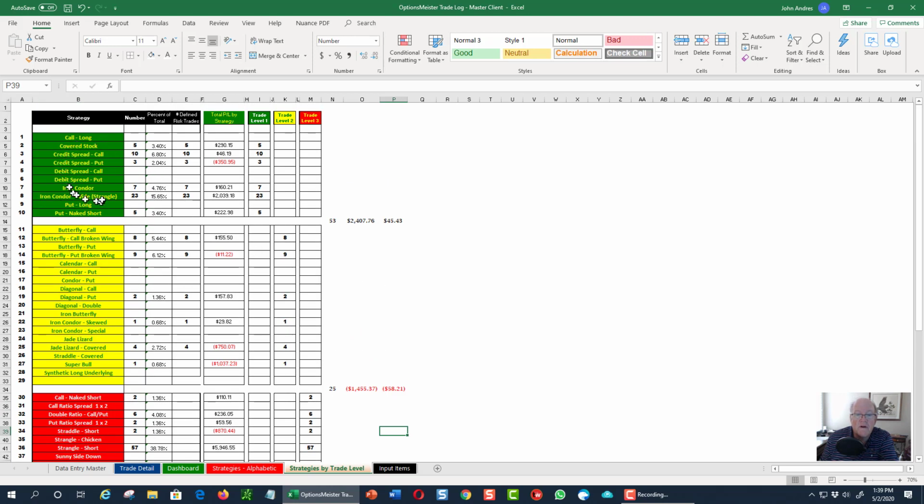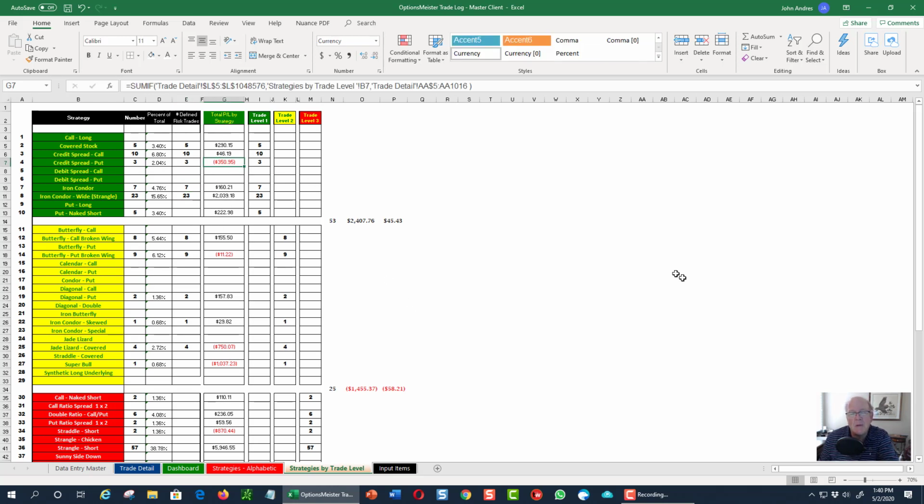I'll go into a little more detail on this tab. As an example, I've done 7 iron condors, which at this point is 4.76% of my total trades. It is a defined risk trade, so it goes right into this bucket. Both the green and the yellow are primarily defined risk trades, which appeal to the majority of traders, and I of course do a lot more in the undefined risk strategies. That breaks it down for you, along with the total P&L year to date by strategy.